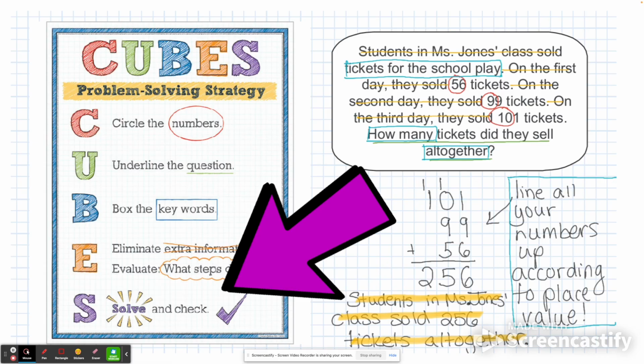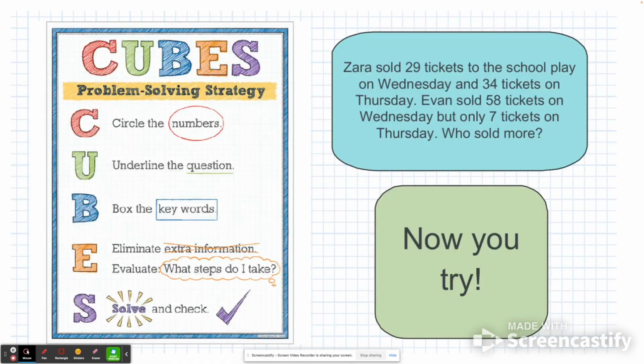So there we have it. We have gone through the full C.U.B.E.S problem-solving strategy here. Circle the numbers, underline the question, box the keywords, eliminate extra information, evaluate what steps do I take, solve and check the problem. Now, I would love if you were to give this a go. So as you get to this last part here, pause this video. We'll keep this on the screen and you are going to work towards solving your own problem here using the C.U.B.E.S system, which we will have with us all throughout this school year. So I'll read the question to you and then I'll let you get started.